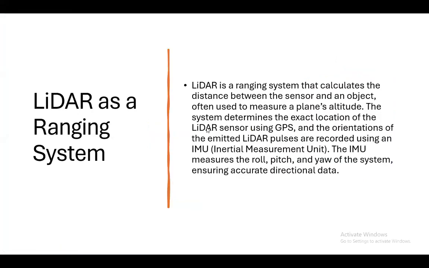So LiDAR is a ranging system that calculates the distance between the sensor and the object, often used to measure a plane's altitude. The system determines the exact location of the LiDAR sensor using GPS, and the orientation of the emitted LiDAR pulses is recorded using an IMU, that is, an inertial measurement unit. We will talk about different components of LiDAR. We will understand what an IMU is.